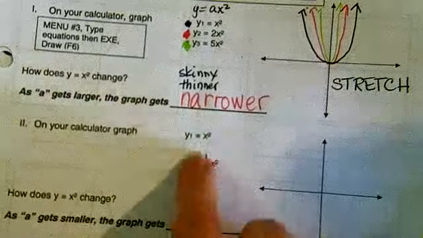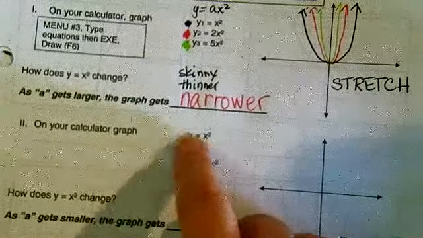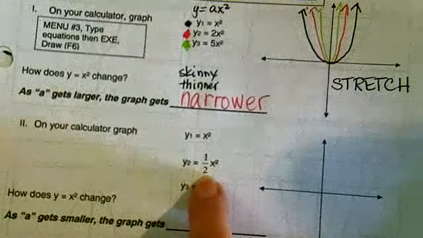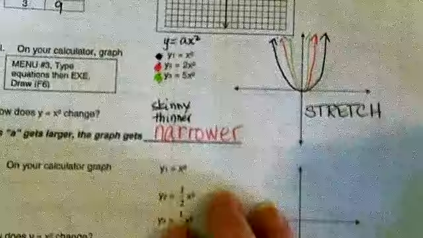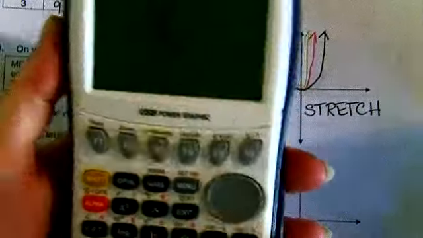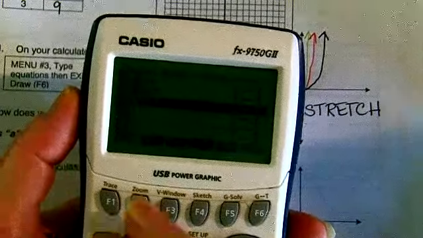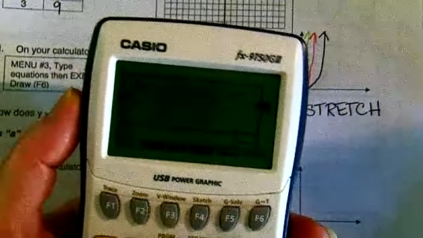Now we're going to try something different. Instead of that 1 in front of the x squared, that's invisible, getting larger, I'm going to make it get smaller. So I'm going to make it a half, and then I'm going to make it a fifth. Let's just see what happens. I'm going to go back to exit and get rid of that one.